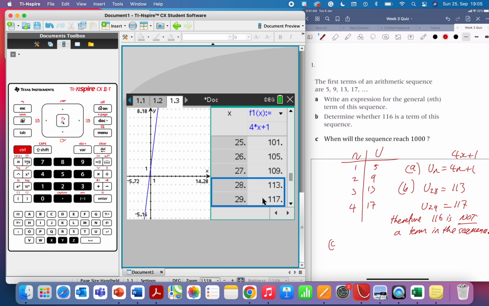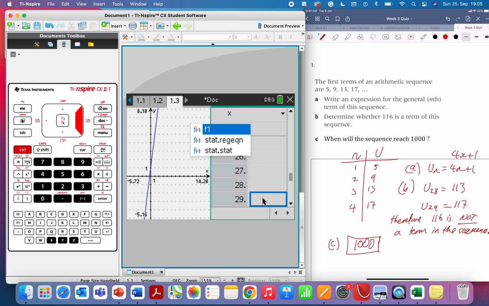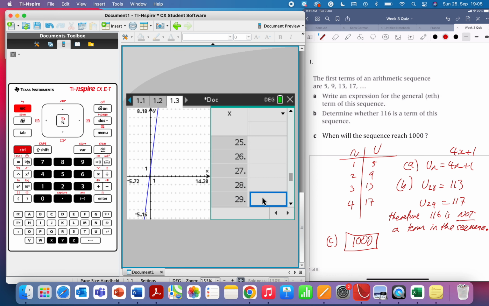And then C, we do the same kind of thing, but we're after 1000. So we're looking for 1000 now. If we go back to our table of values, my bad, let me just escape that. We can keep scrolling down the table of values until we get to 1000, which is going to take quite a long time. So we can try it in 2 different ways. Let me show you both.